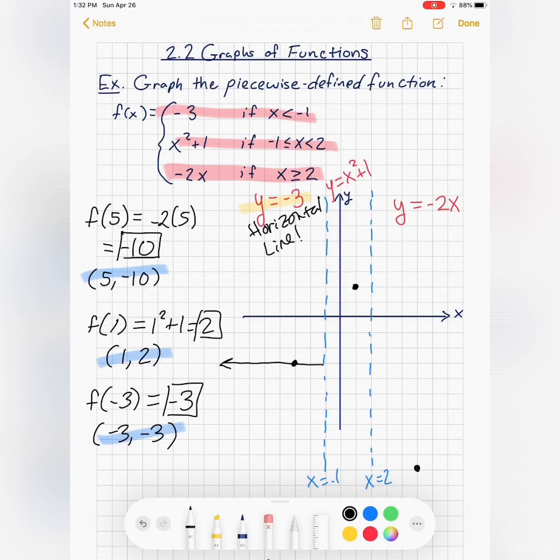Okay, what about the endpoint? Because I have to decide here, does this endpoint stay an open circle or does it get shaded in? So to decide that, what I'm going to look at is the inequality here. So you see how this is a strictly less than? So that means it does not include the endpoint. So that circle there is going to stay open.